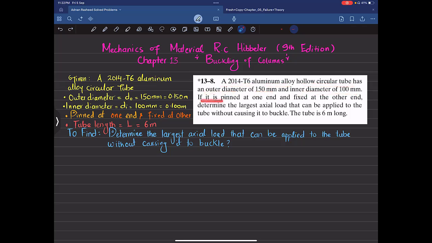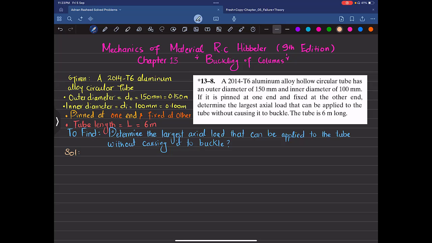If it is pinned at one end and fixed at the other end, determine the largest axial load that can be applied to the tube without causing it to buckle. The tube is 6 meter long. So let's start with the solution. What will be the first step?